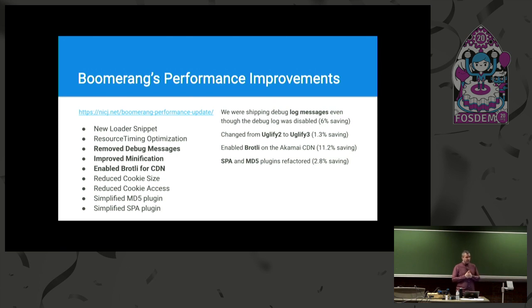We did other things like changed our minifier from UglifyJS 2 to 3, which saved a couple bytes. We weren't using Brotli before. We were just gzipping our content. Luckily, the Akamai CDN knows how to do Brotli, so we enabled that. So that was a really easy, cheap win for us to do, saved 11% of the bytes. And then we did things like refactoring our plugins. So we have things like our SPA and our MD5 plugin. We were able to shrink those down tremendously and save a few more bytes there. And I'll show you some of the details about that in a bit.